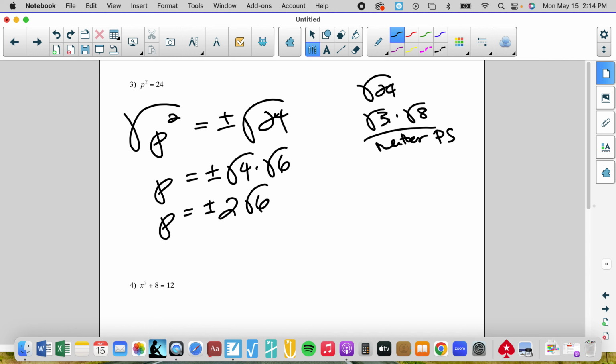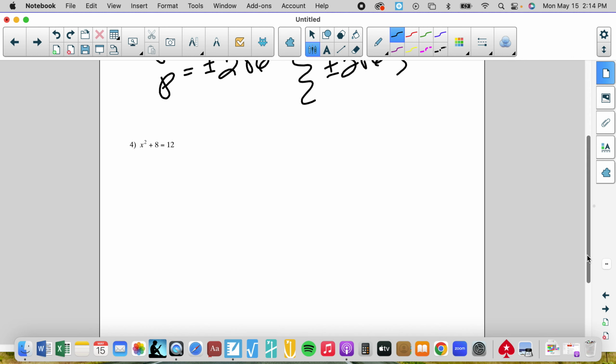So that's why I chose it. So my solution is plus or minus 2 rad 6. And rad 6 can't be simplified any further.